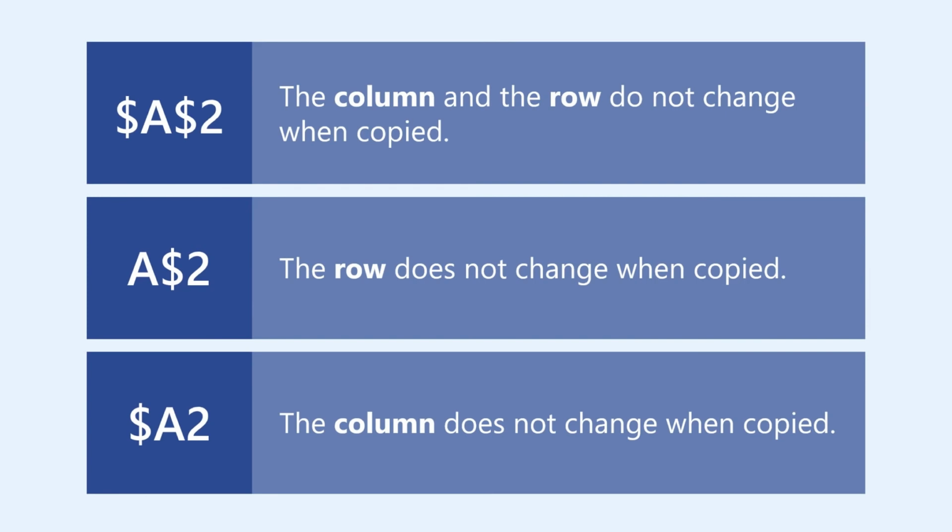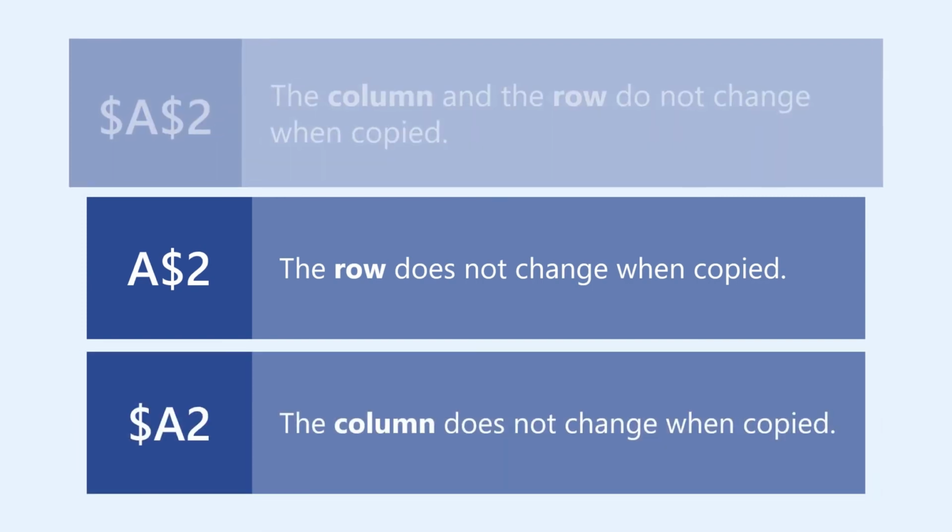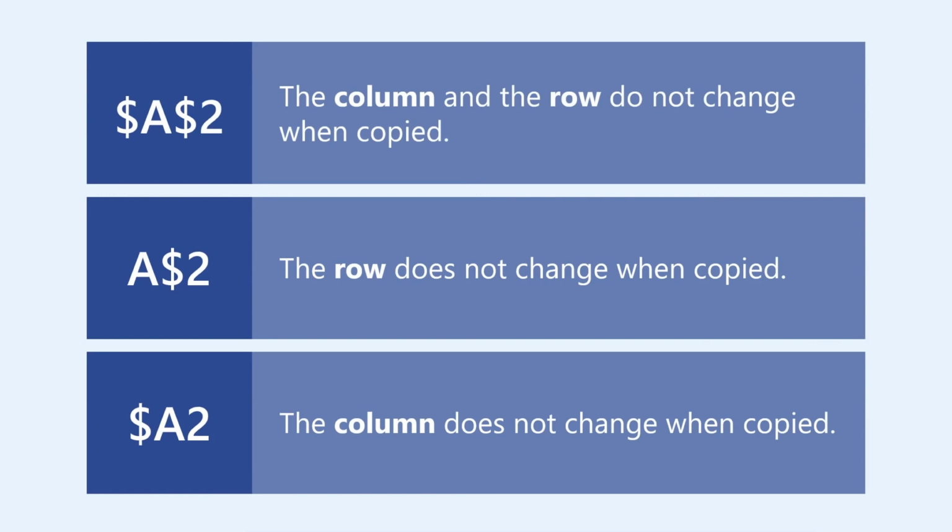Absolute references have a $ sign placed before the column, row, or both to keep them from changing when you copy the formula to another cell. To keep the column and the row from changing, place a $ sign in front of both. To keep only the row from changing, place a $ sign in front of the row only. To keep only the column from changing, place a $ sign in front of the column. Most of the time, you'll be using the first type of absolute reference, the one where there's a $ sign before the column and the row.